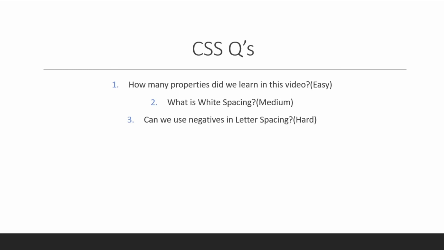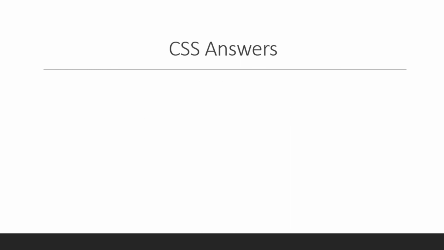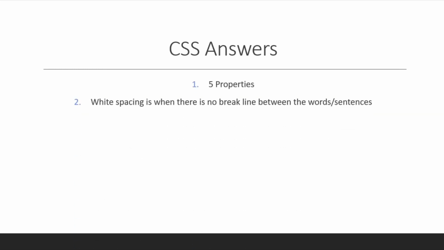So hopefully you've answered all those questions, and if you haven't, pause the video before we get on to the answers. So now let's get on to the answers. Number 1, 5 properties. Number 2, white spacing is when there is no break between the words or sentences. And number 3, yes, we can use negatives in letter spacing, or word spacing as well.